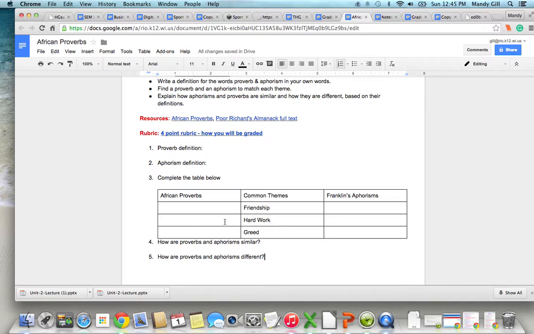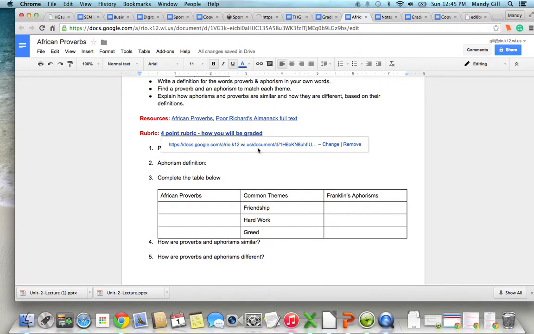After that, you're going to take a look at the proverb, the aphorism. Tell me, what do you see that's similar? Just anything you can think of that's similar. And answer this in a complete sentence. Same thing for, what do you see that's different about them? And explain that in your own words.